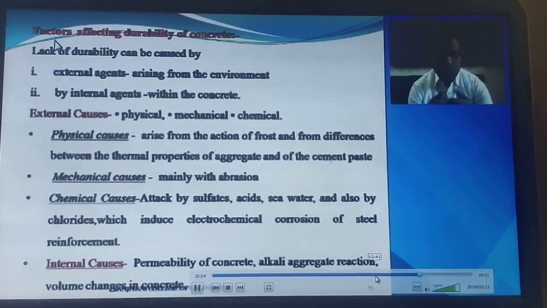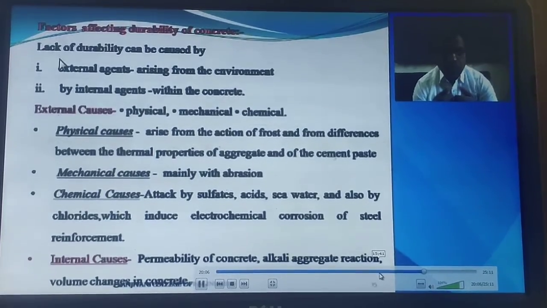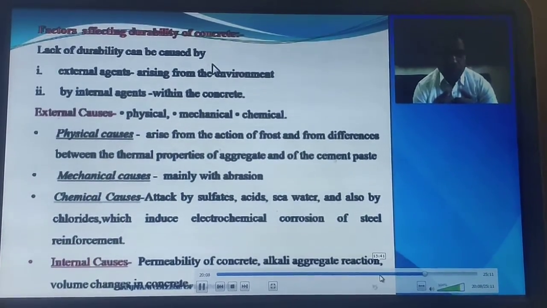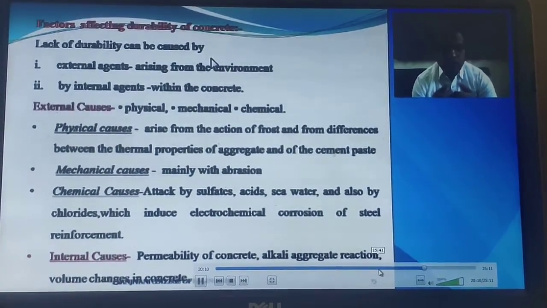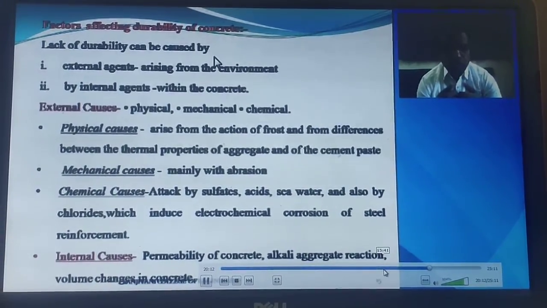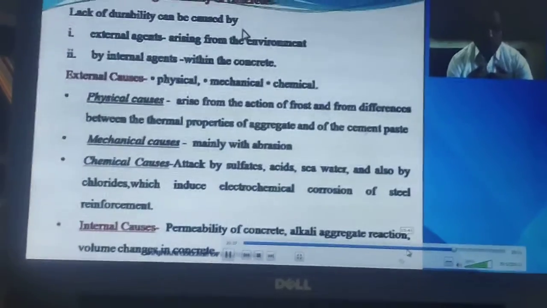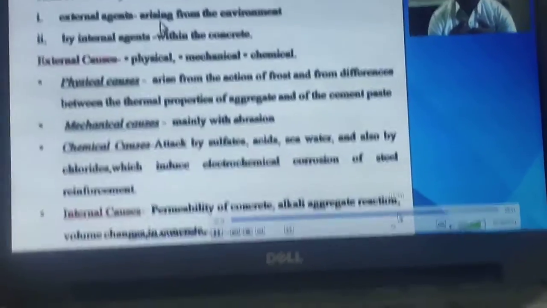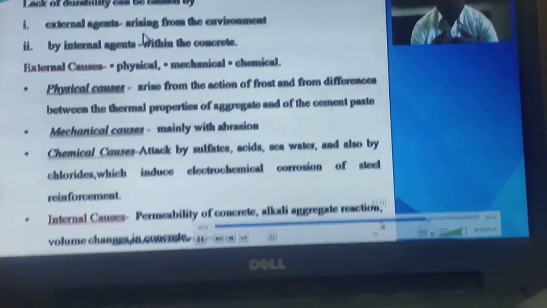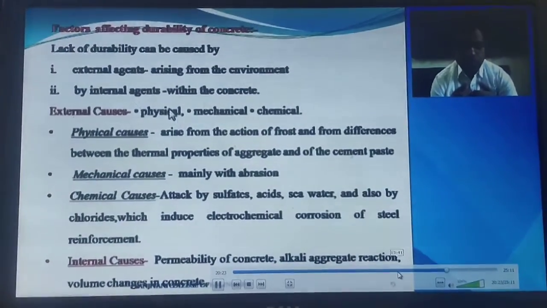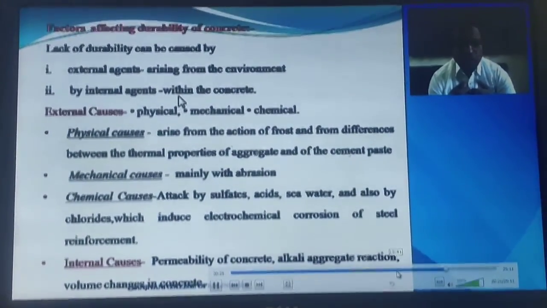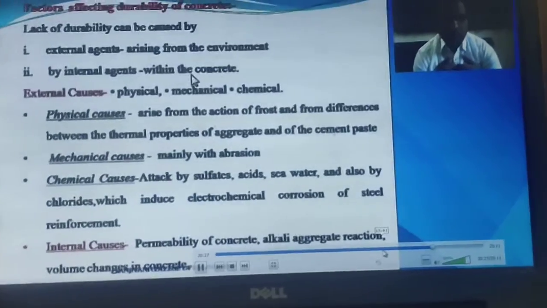So what are the factors affecting the durability of concrete? Durability can be affected by two factors: one is external and the other is internal. We can say external agents and internal agents. External agents are those arising from the environment, and the second one, internal agents, are those within the concrete.